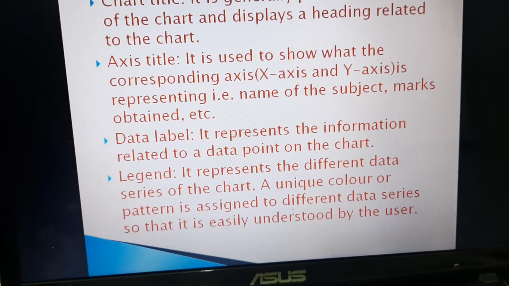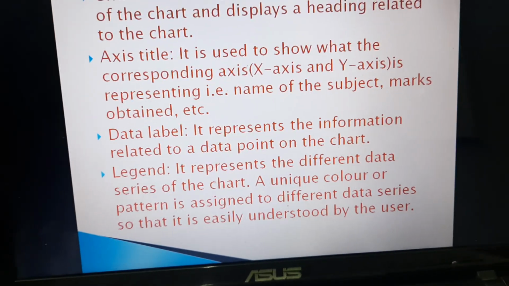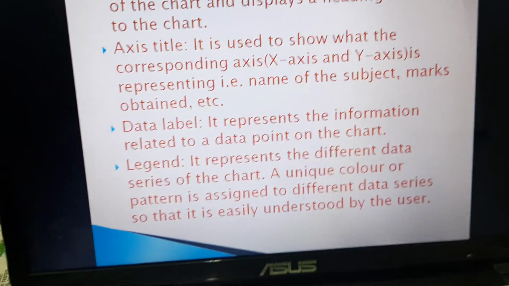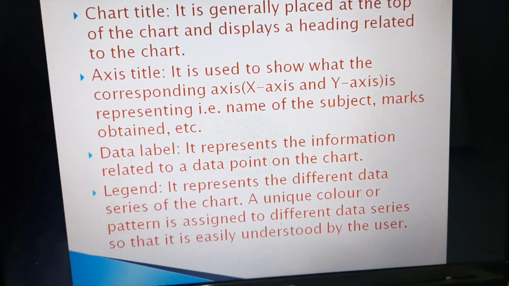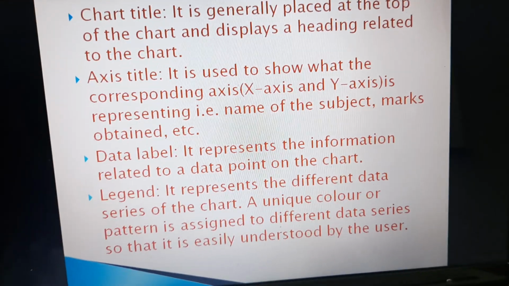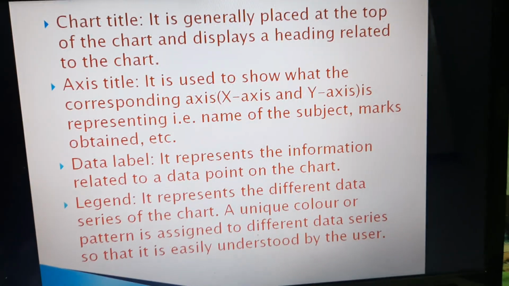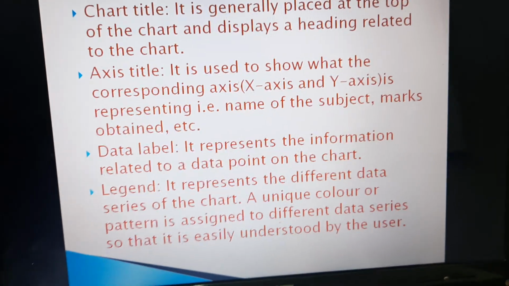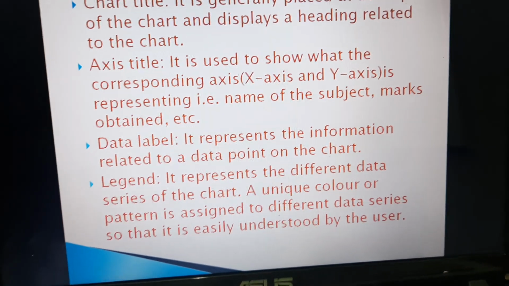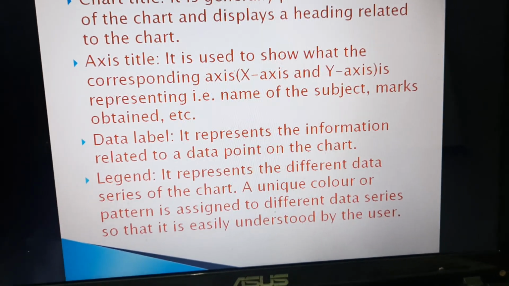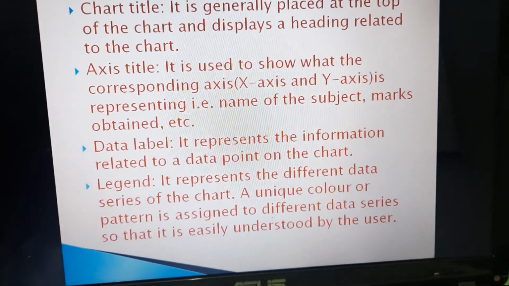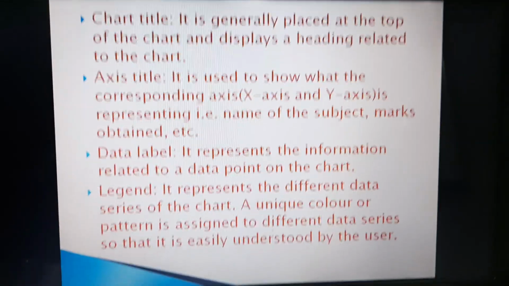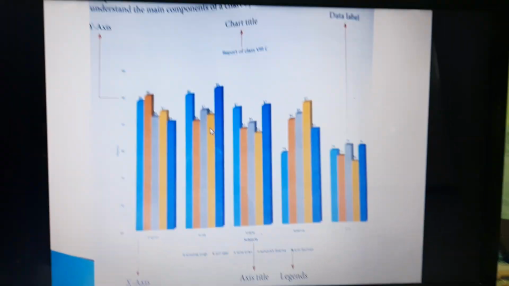A unique color means we have different colors to show the different points. If we have the same color, then it is very difficult to understand. If we have different colors, then we understand which one is higher and which one is lower. So a unique color or pattern is assigned to different data series so that it is easily understood by the user. Okay. So next is this.